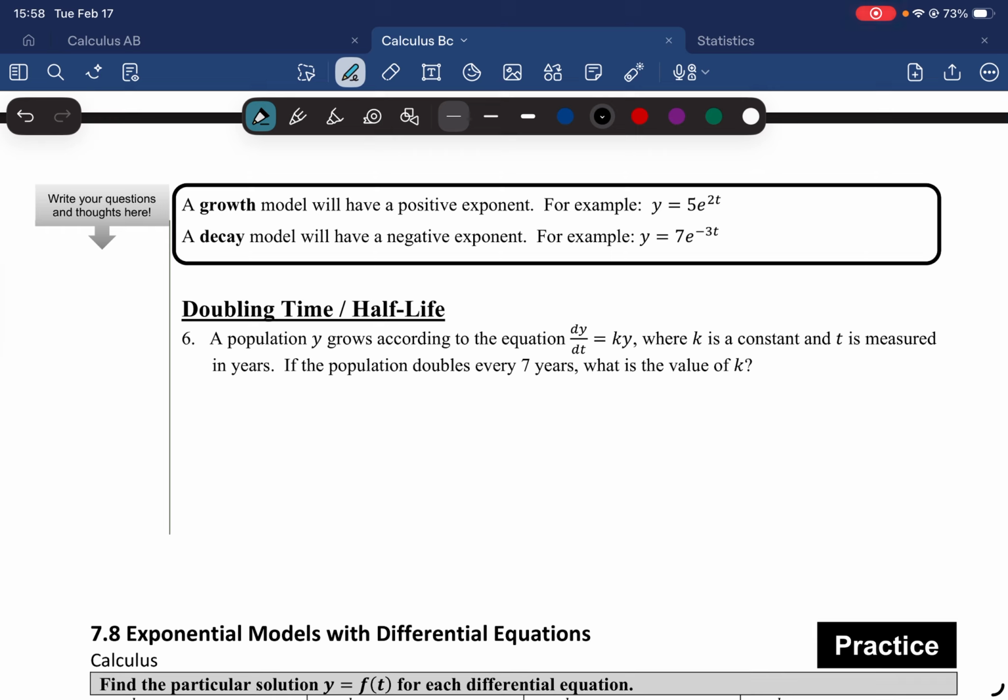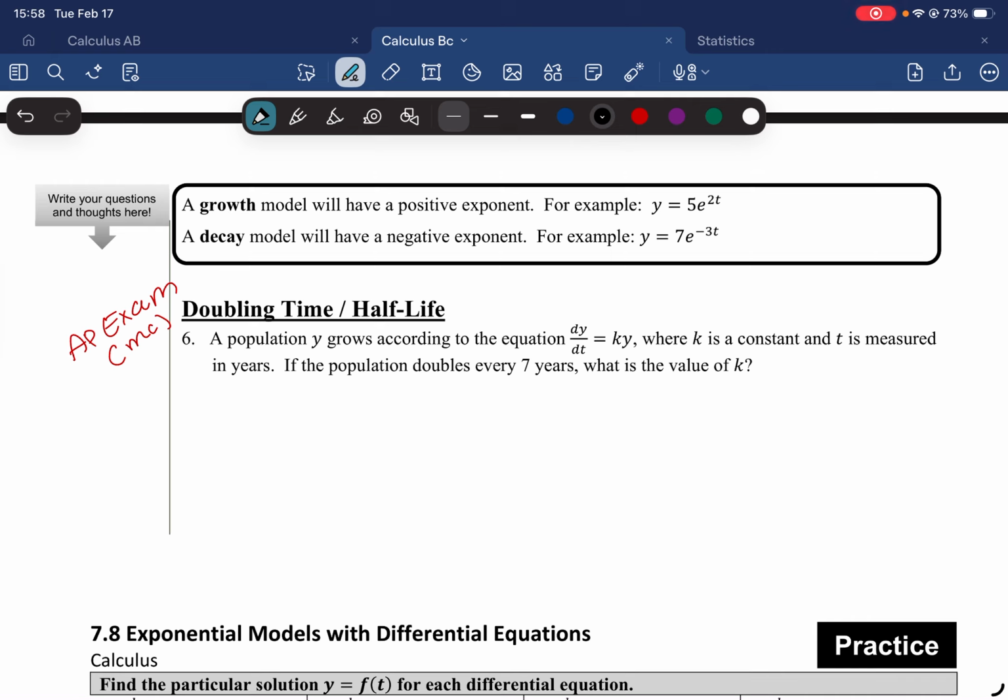At the top here, it talks about the growth and decay model and how that correlates with the exponent. And remember, that is because of the k value. If k is greater than 0, it is positive, so it's a growth model. If k is less than 0, it's negative, so it's a decay model. So another type of AP question, again, most likely multiple choice, would be one talking about doubling time or half-life.